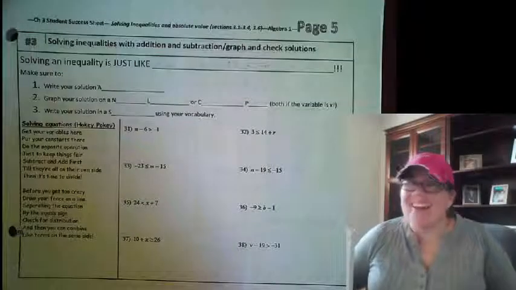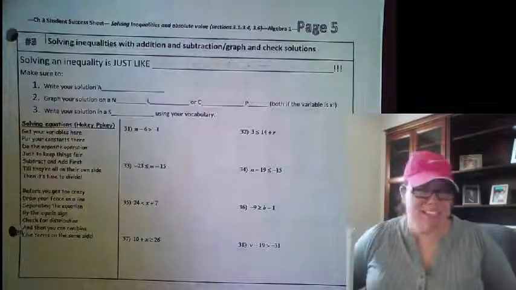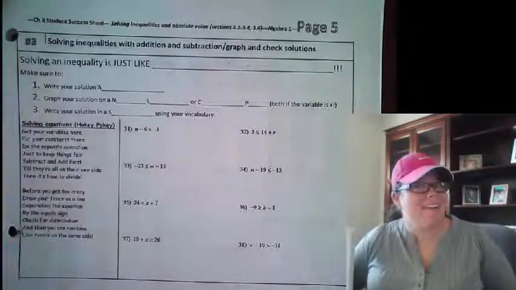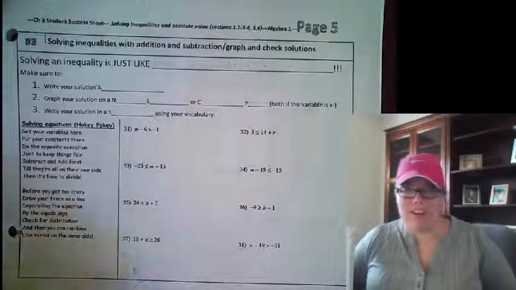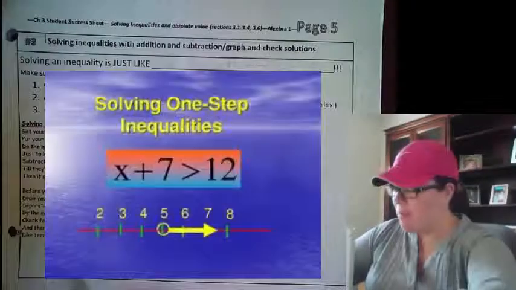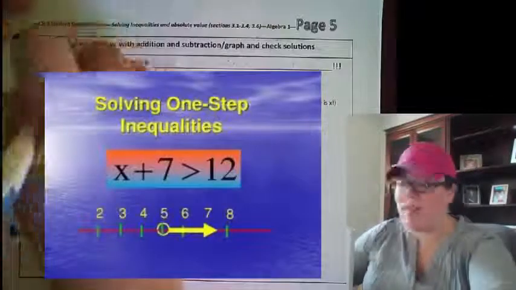Well, hey guys, ready for Chapter 3A, Concept 3? I hope you are, because we are going to rock and roll. You're going to love this concept. We are going to talk about solving inequalities today.